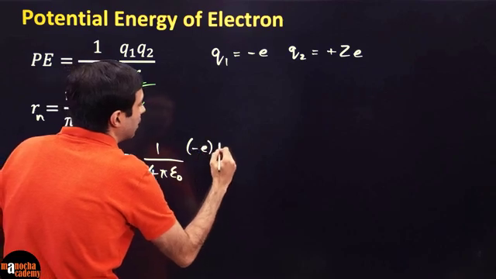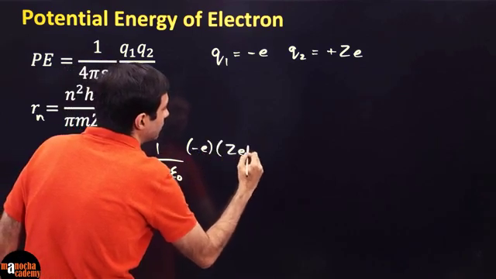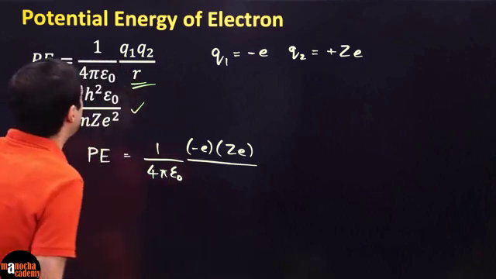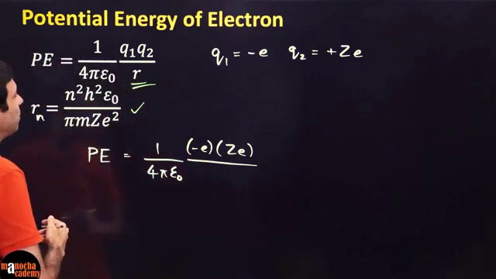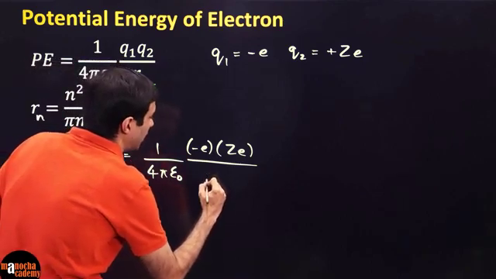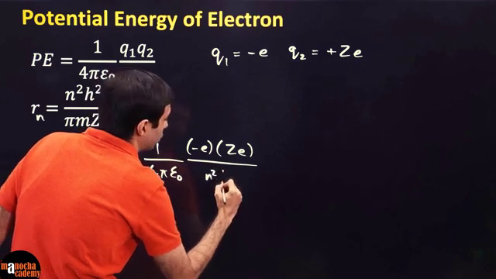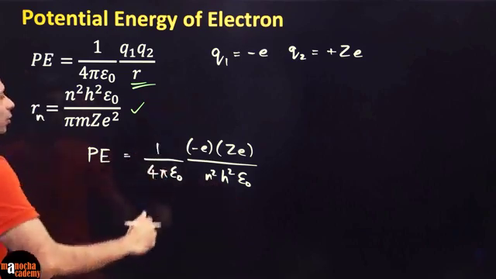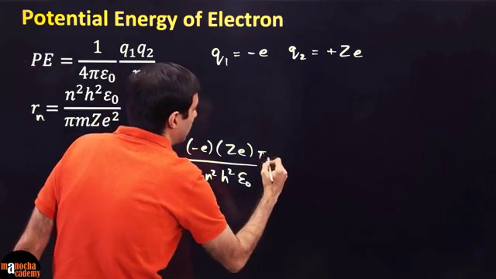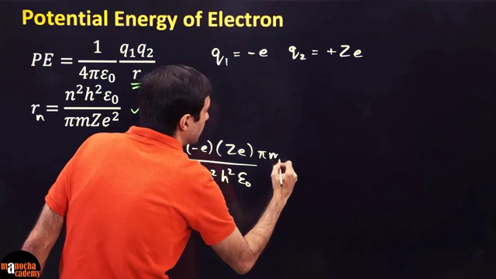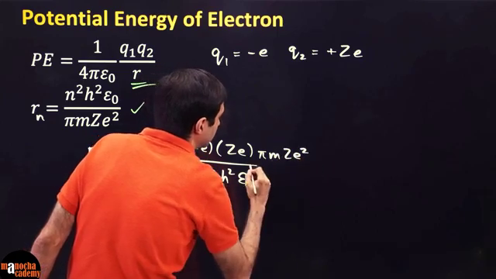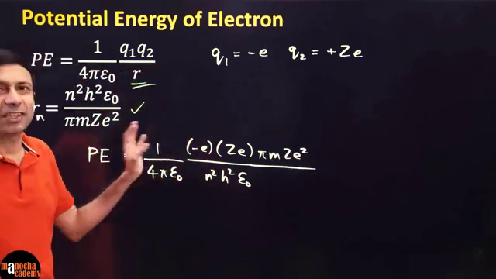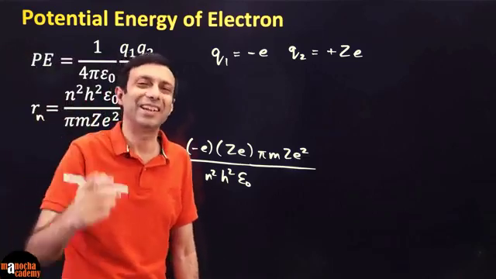Q1 is minus E, Q2 is ZE, divided by R. And R will be this big expression, N square H square epsilon naught, and I'm going to take this denominator on top. So we are going to get pi m ZE square. So we have this massive formula for the potential energy in the nth shell.